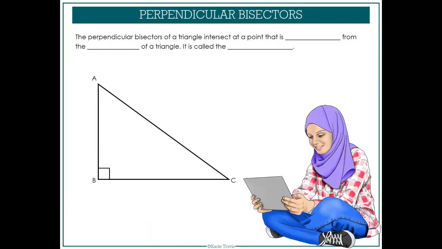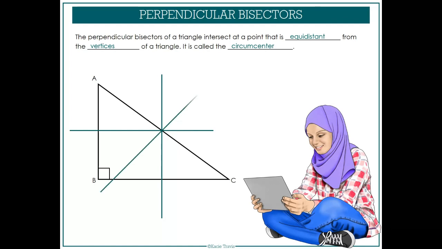Facts of this. All right, the perpendicular bisectors of a triangle intersect at a point that is equidistant from the vertices of a triangle. This is called the circumcenter. So in this triangle, I have about 3 lines here that are all perpendicular bisectors of their respective sides. These all meet here at this center point. This point here is the same distance away from each of the corners of this triangle. It's the same distance away from A, B, and C.